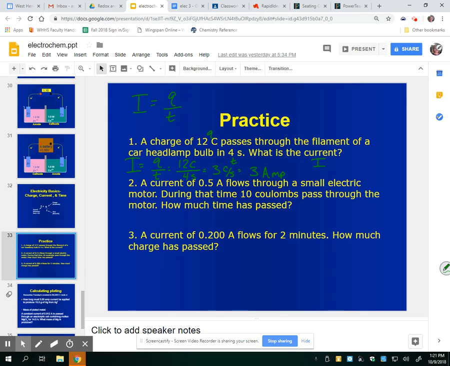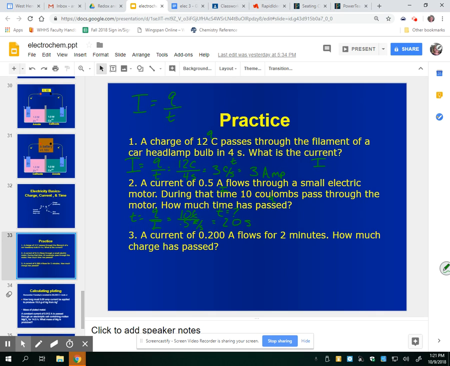Right, and number two, they give us the current. So this is I, and we've got our charge, 10 coulombs, so that's Q, and then we're trying to solve for t. So we need to rearrange this equation, and time is equal to Q divided by I. So 10 coulombs divided by 0.5 amps, and an amp is a coulomb per second. So coulombs cancel, and I'm left with seconds, and that makes sense for time. And in this case, it is going to be 20 seconds.